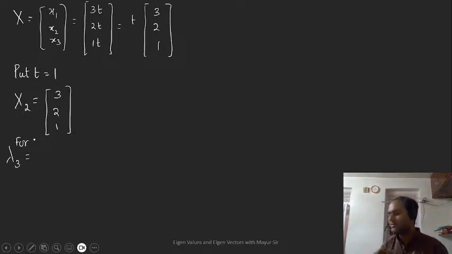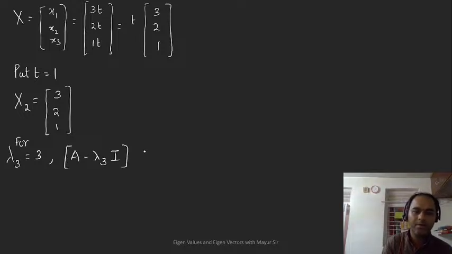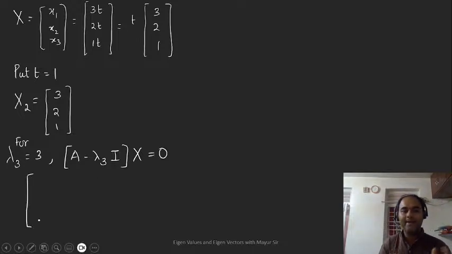So we now go for calculating for lambda 3. Lambda 3 is 3. So you subtract lambda 3, A minus lambda 3 I, over capital X equals 0. So you will have 8 minus 3.